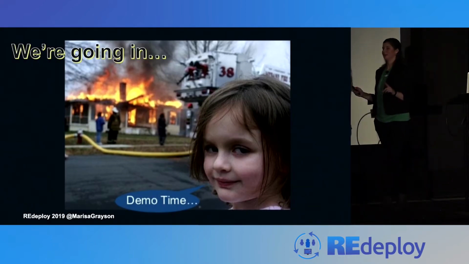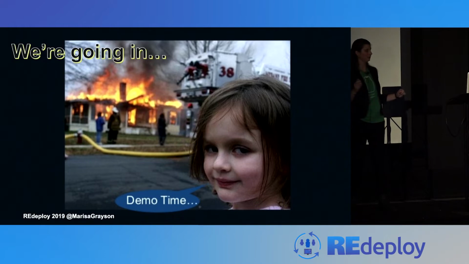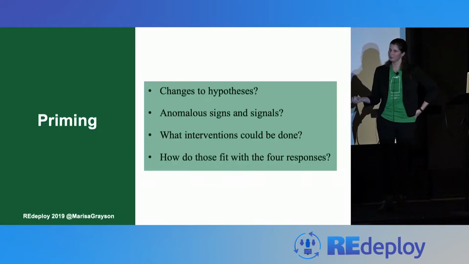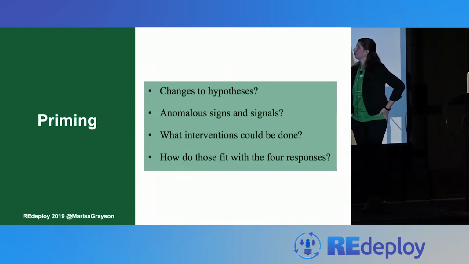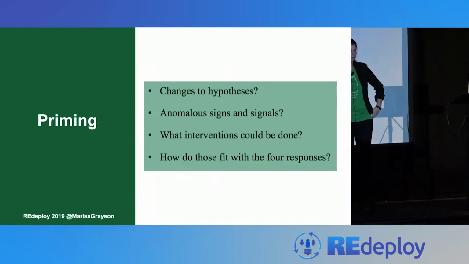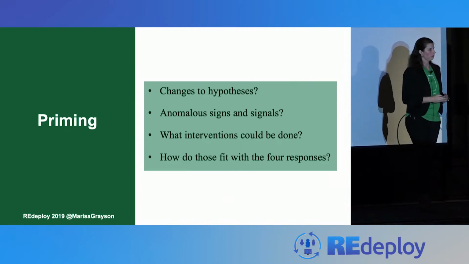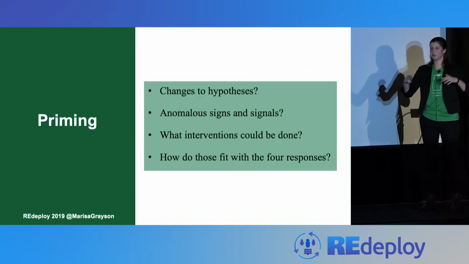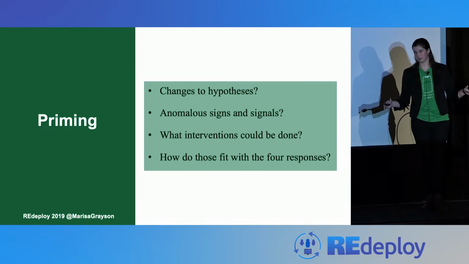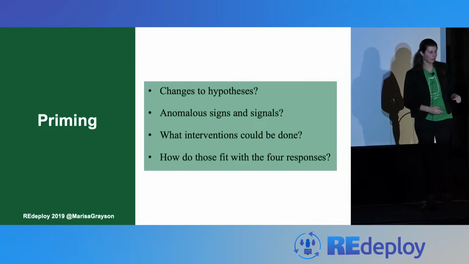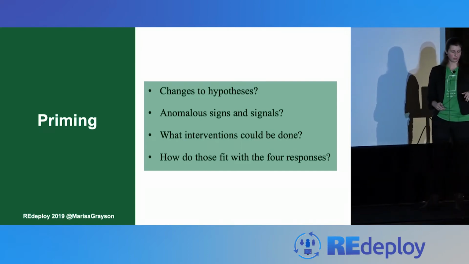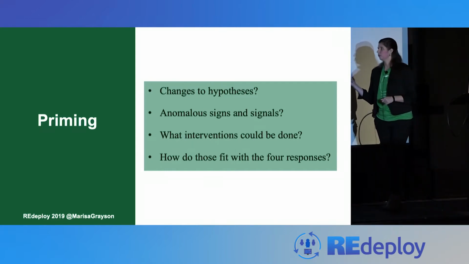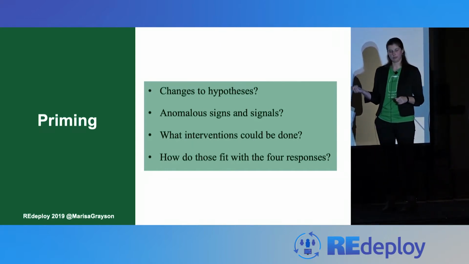So, not a live demo, thank goodness, but I do want a little bit of participation here. And I will prime it with a few things to think about. We've been talking about hypotheses, anomalies, and interventions that can be done. I want to draw from your own experience, because I'm going to give you a very generic setting for this walkthrough, but it's going to be up to you to fill in some of those gaps. We also have to think about how that fits with the 4 responses.